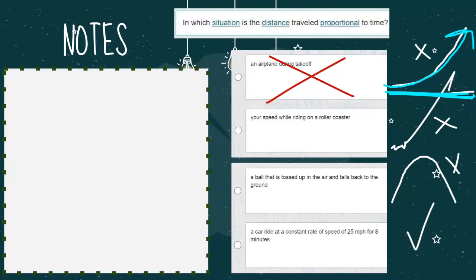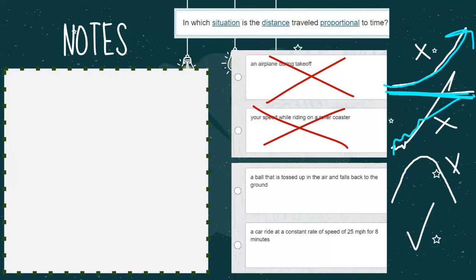Then we have our speed when we take off for a roller coaster. In the very beginning, you got to kind of chugga, chugga, chugga, and then it rapidly increases. Well, I see right here, this does not form a straight line, and it also would not go through the origin. So I will cancel it out.